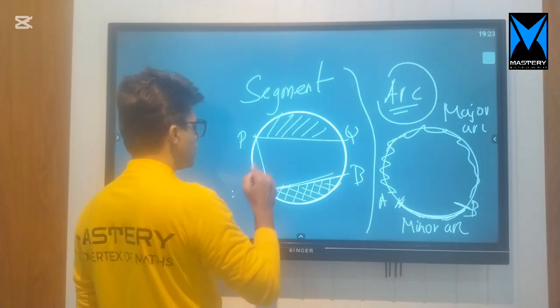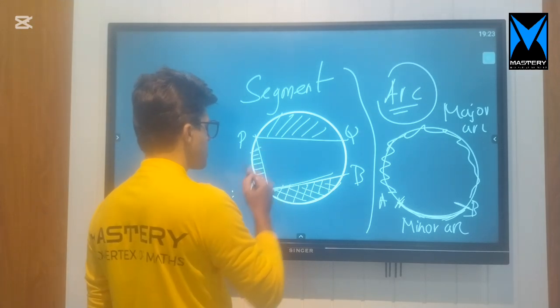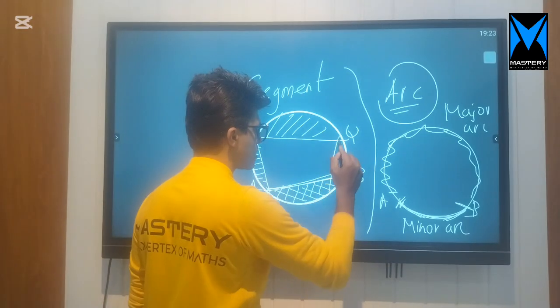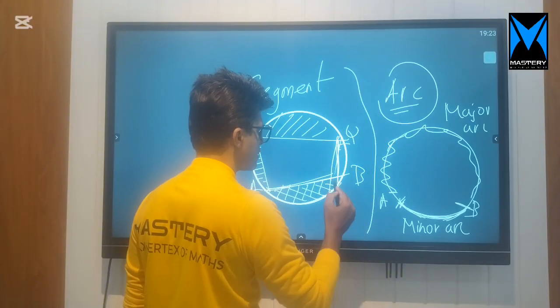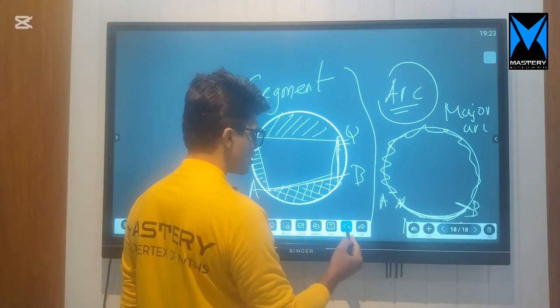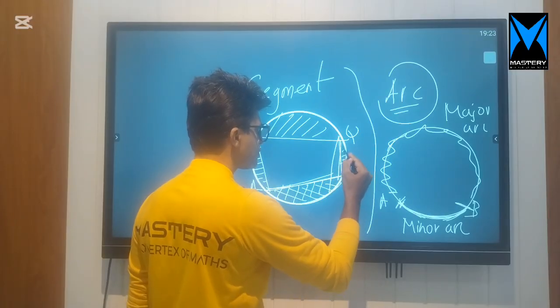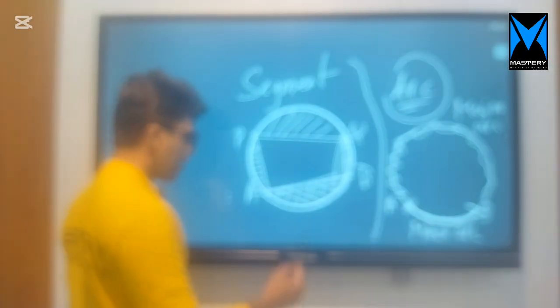How about this one? This part can also be considered a segment. There are many segments. Many segments can be drawn here. This part, and this small part here, is also a segment.